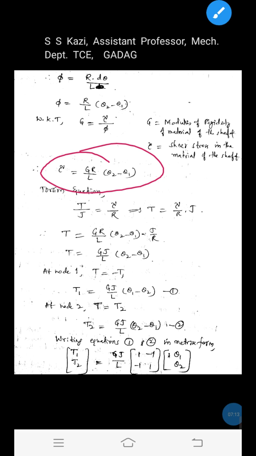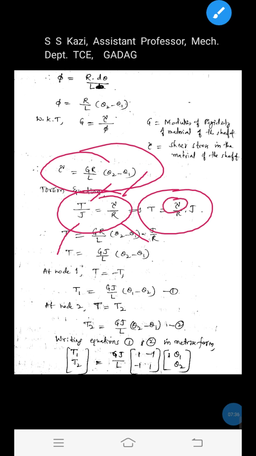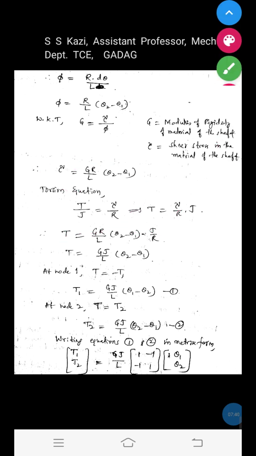Now we know that T by J is equal to tau by R, that is the torsion equation, where T is the applied torque or applied twisting moment, J is the polar moment of inertia of the cross section of the shaft, tau is the shear stress in the material of the shaft, and R is the distance from the neutral axis to the outermost fiber. From this equation I can write T is equal to tau by R into J. Now I will substitute for tau from the previous equation to get an equation for twisting moment.